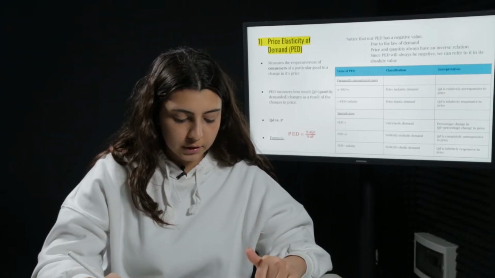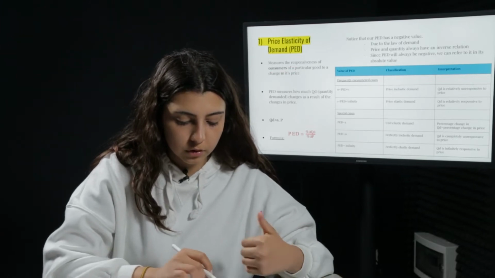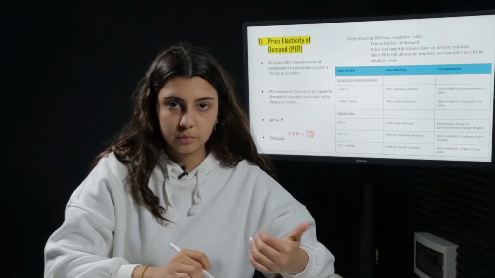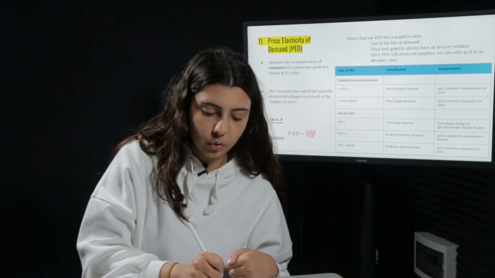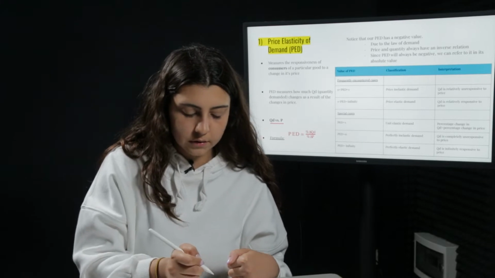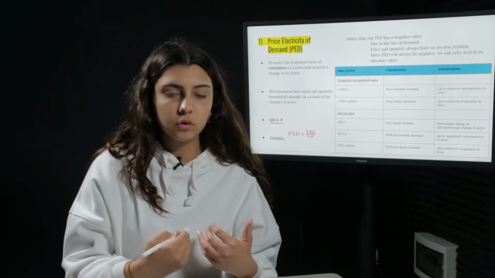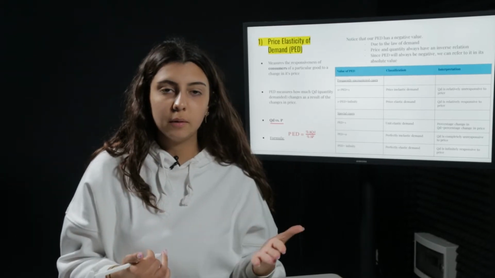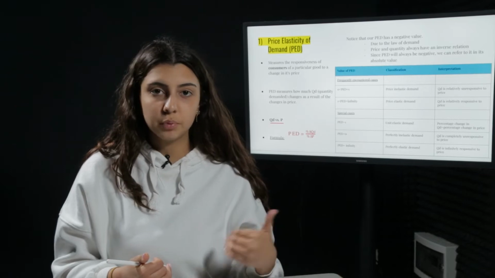So what does PED measure? PED measures the responsiveness of consumers of a particular good to a change in its price. So we can also say that PED is QD, so quantity demanded versus price. And it measures how much quantity demanded changes as a result of changes in price. So what happens to quantity demanded if, let's say, good A's price increases.